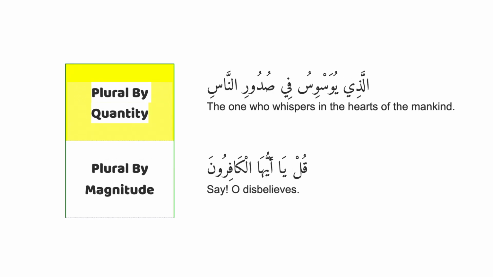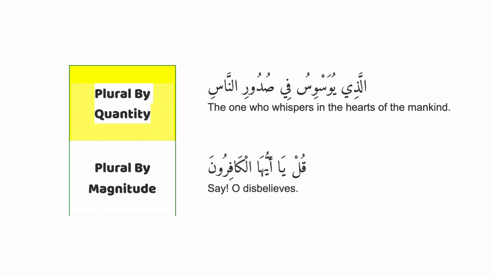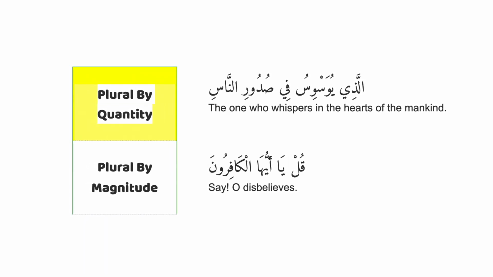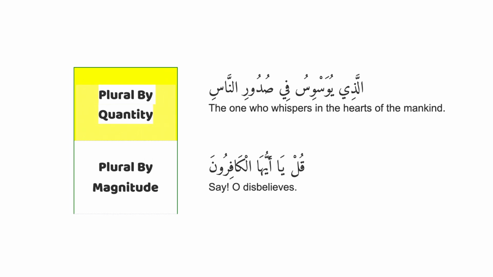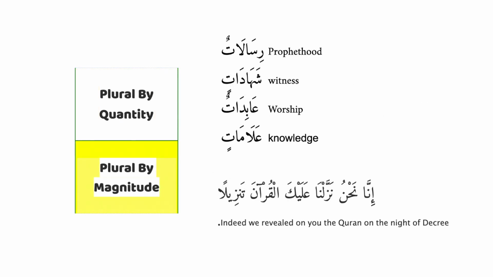Again, there are two kinds of plural in Arabic: plural by quantity and plural by magnitude. Plural by quantity is the same as in English plural. Whatever is more than one, that is plural. Plural by magnitude is not expressed by numbers, but holds very intense meaning.